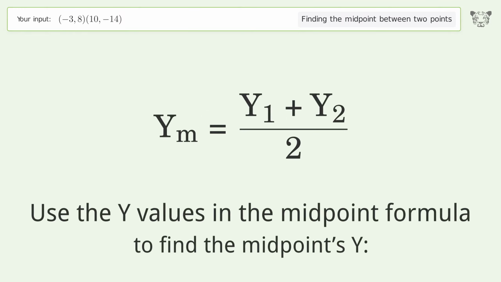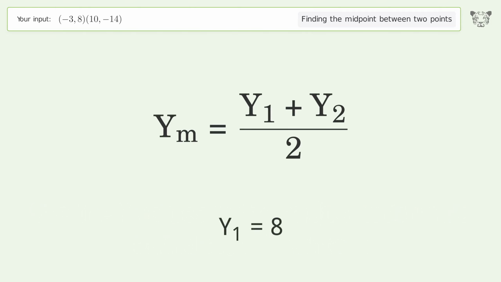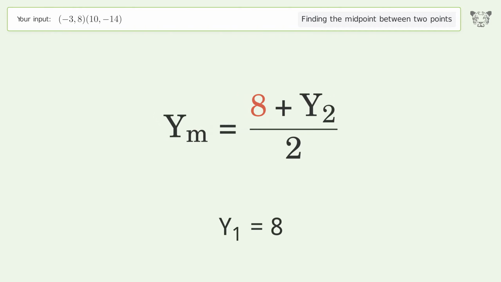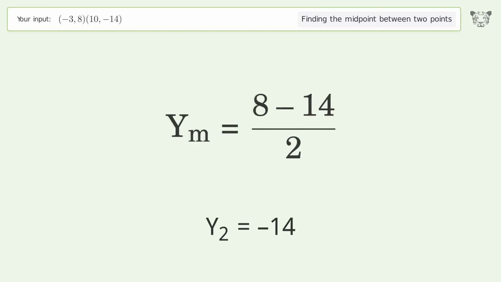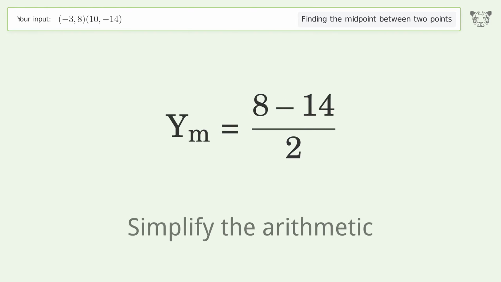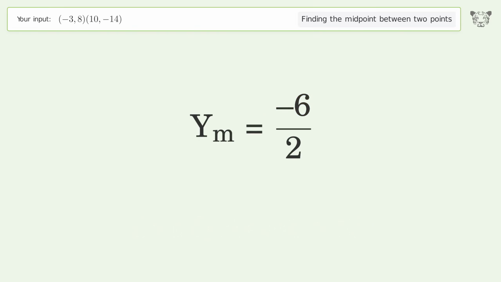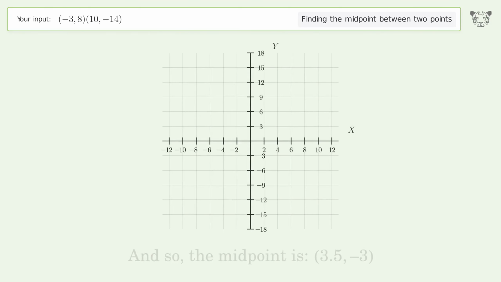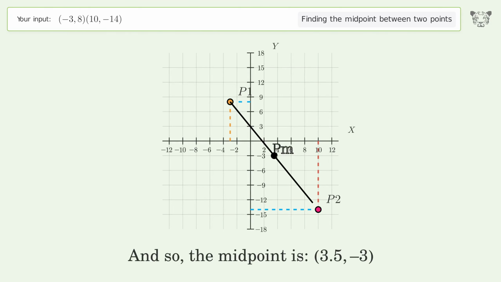Use the y values in the midpoint formula to find the midpoint's y. y1 equals 8. y2 equals -14. Simplify the arithmetic. And so, the midpoint is 3.5, -3.